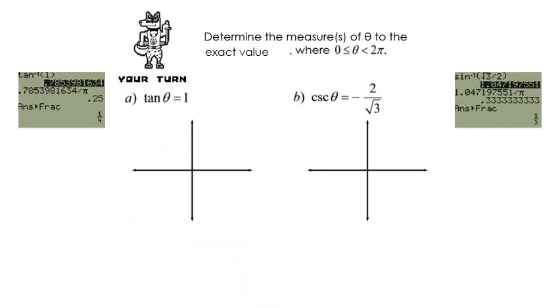Okay, we've got two questions for your turn. Again, we're just finding the measures of angle theta as an exact value in radians, where our answer should fall in between 0 and 2 pi. So again, just make sure that your calculator is in radian mode.